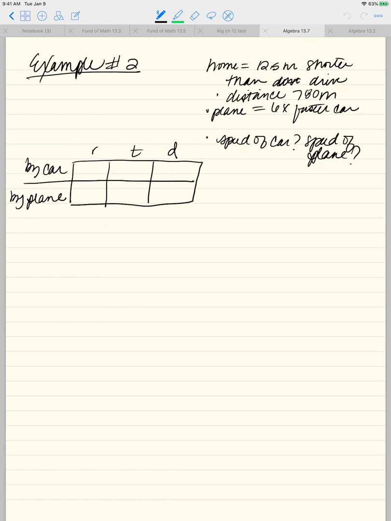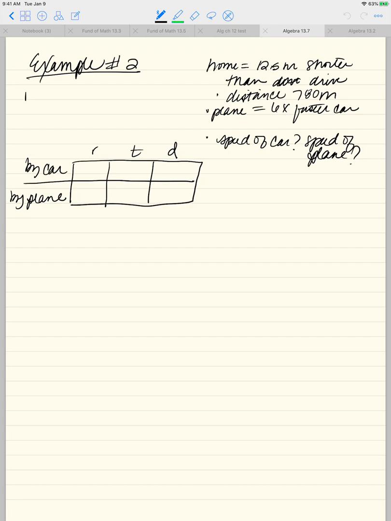Example number 2, okay? When Lisa flies home for Christmas, her flight time is 12 and a half hours shorter than the time it would take her to drive the 780 miles. If the plane's average speed is 6 times the average speed of the car, that means the plane is 6 times faster than the speed of the car, find both speeds, all right?